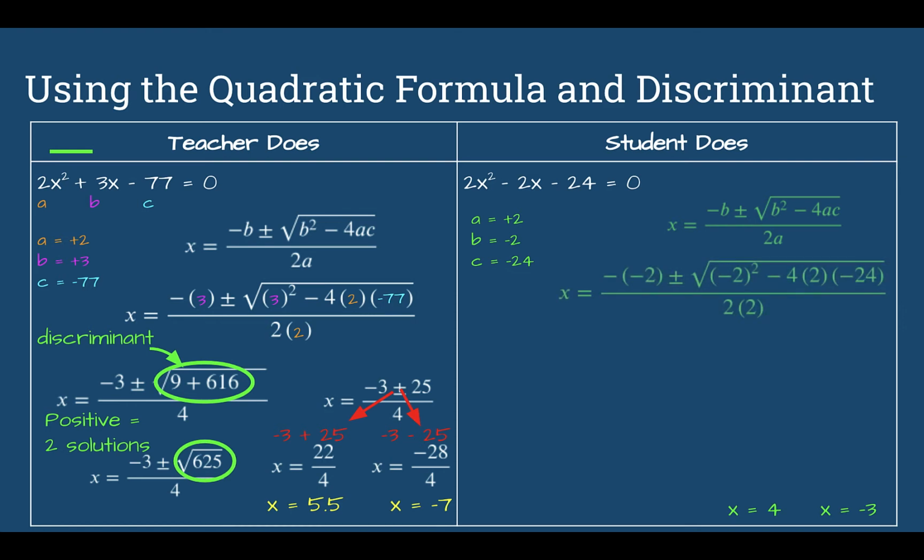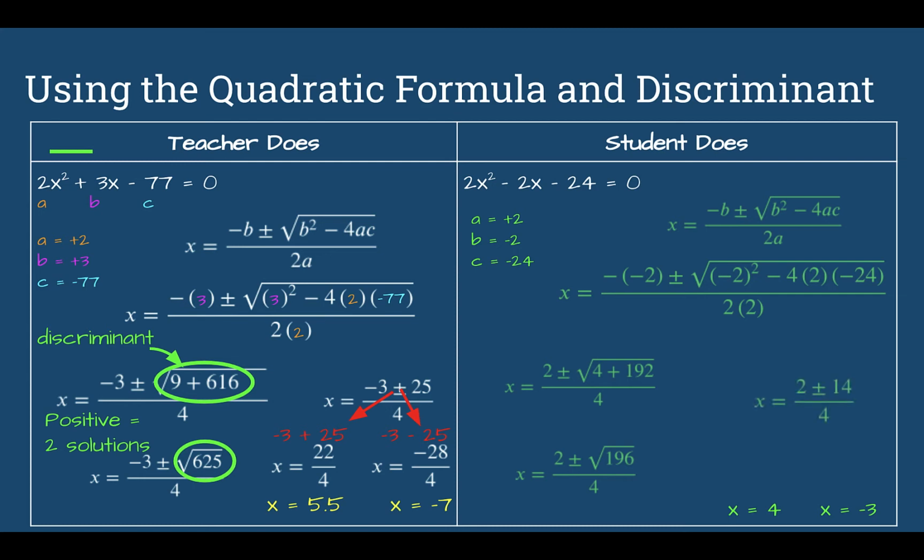If we plug in our numbers, notice out front it's negative 2. So by using those parentheses, we can help make sure we keep our positives and negatives straight. So out front, that negative 2 becomes positive 2, and then simplifying the square root, we end up with 4 plus 192. 4 plus 192 is 196. The discriminant inside there is positive, so we're going to have 2 solutions. We'll keep going.